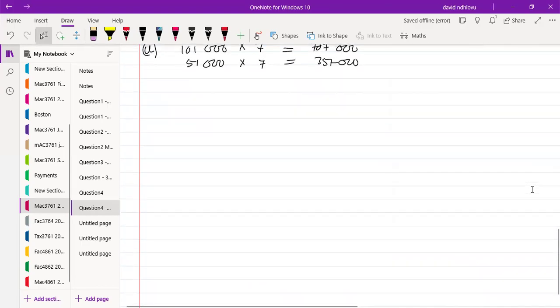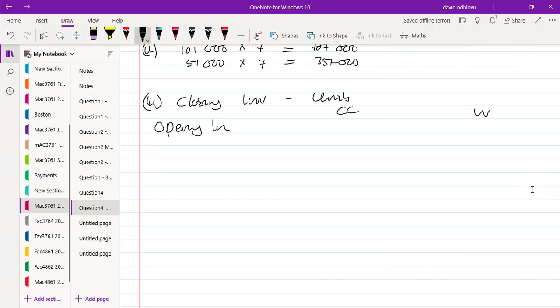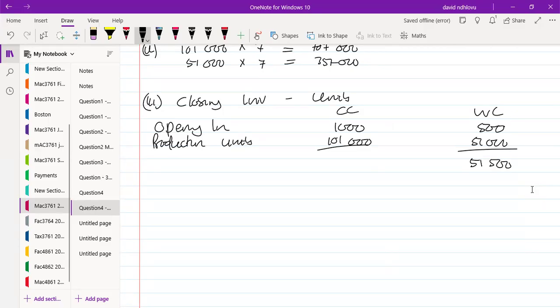Right, let's look at the closing inventory units. Right, as usual, we say opening inventory. For the CC and for the WC, we're told 1,000 here, we're told 500 there. Then we say production units. We budgeted 101,000. We budgeted 51,000. Right, so which means here we are sitting on 51,500. Right, here we are sitting on 102,000.